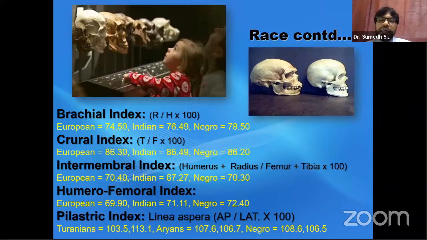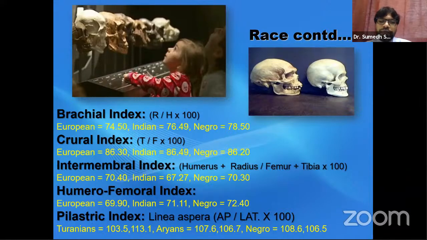So after counting here, you can be of the opinion that the crural index is not of use as a good indicator for ethnicity or to classify the racial features. Then the intermembral index, that is the total length of humerus plus radius to the total length of femur plus tibia multiplied by 100. In Indians, it is significantly differentiated from Europeans and Negroids. However, Europeans and Negroids show a similar value of this index.